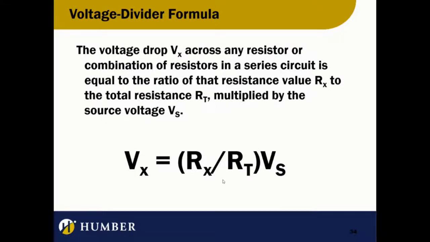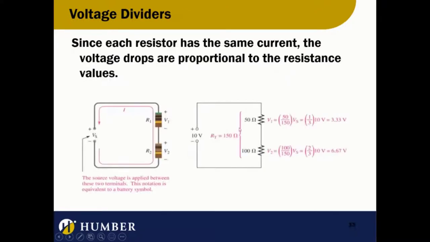Good. So what we're going to see is the voltage drop across any spot in a circuit is equal to the resistance in that part of the circuit, the relative resistance in this Vx, divided by the total resistance and then multiplied by the voltage source. Let me go back over here. So if I looked at this and I said, okay, how do I find the voltage drop across this?